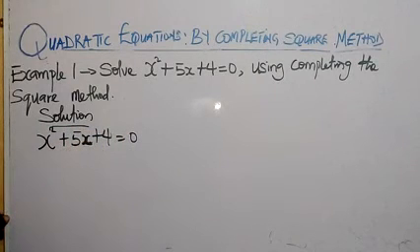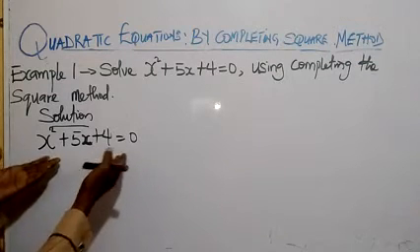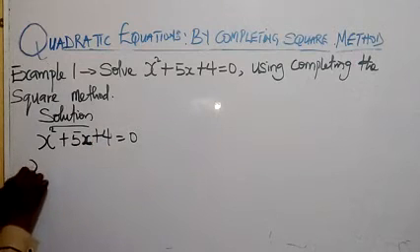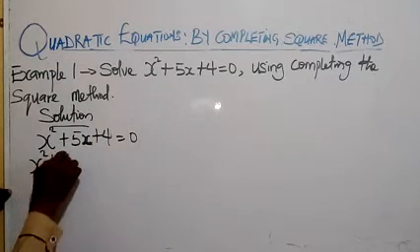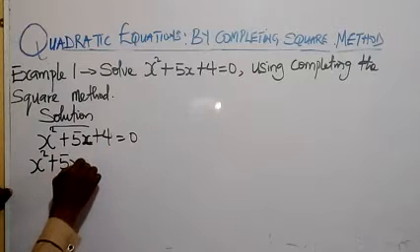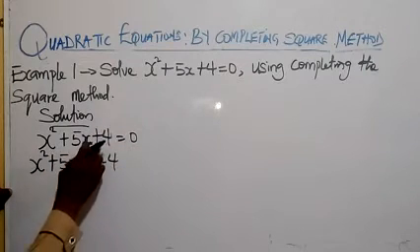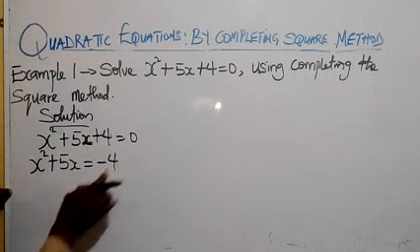Alright, rearrange the equation. We don't need to arrange it, it's arranged already. Alright, take the constants to what? To the right hand side, whereby we have x squared plus 5x equals minus 4. This plus 4 will become minus 4.